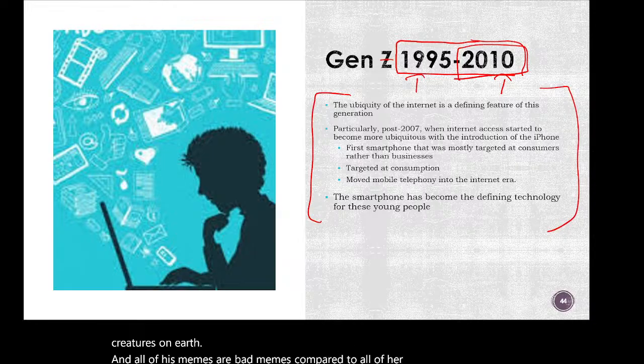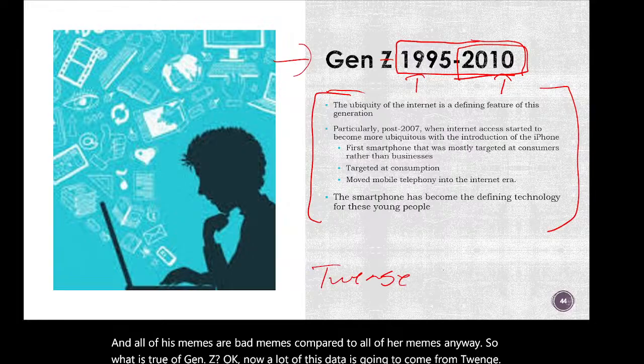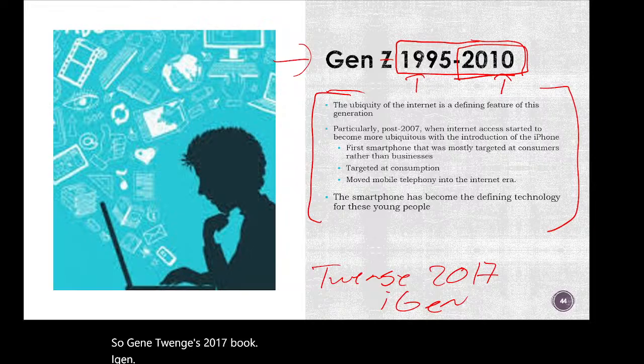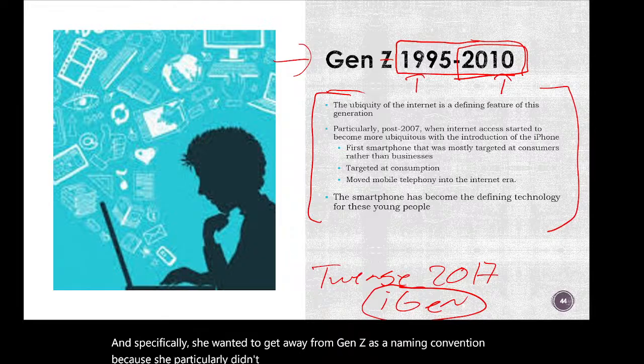Anyway, so what is true of Gen Z? Now, a lot of this data is going to come from Jean Twenge's 2017 book, iGen. And specifically, she wanted to get away from Gen Z as a naming convention because she particularly didn't like it, right? She thought it was unoriginal.